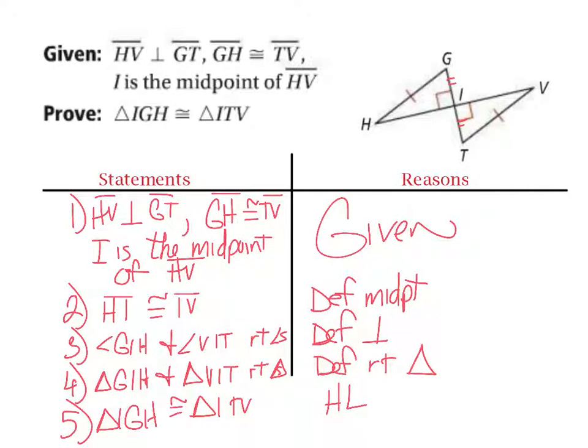Here's what I got, super similar to the last one. They did use the word midpoint, so I did definition of midpoint instead of definition of bisector. But they still had that perpendicular thing that I had to go through and say that they were right angles by definition of perpendicular, and then right triangles by definition of right triangle. And then I finally got to my HL. You might have done this definition of midpoint down here and done the right triangle thing first. That doesn't matter. As long as you get all that information in there, that order isn't important.